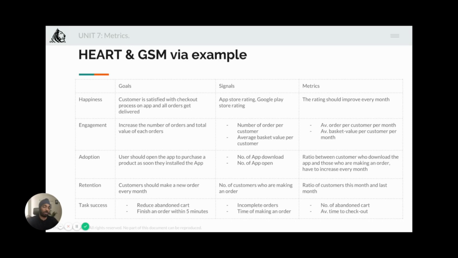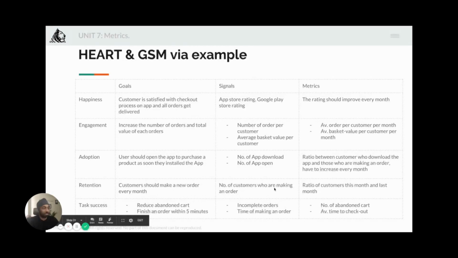Not after 1 day, not after 5 days. So the signals are the number of app downloads and the number of app opens. If we create a graph between these two, we should be able to get an understanding of how our adoption is going. So the ratio between customers who download the app and those who are making an order has to increase per month, right? Then retention: customers should make a new order every month, right?